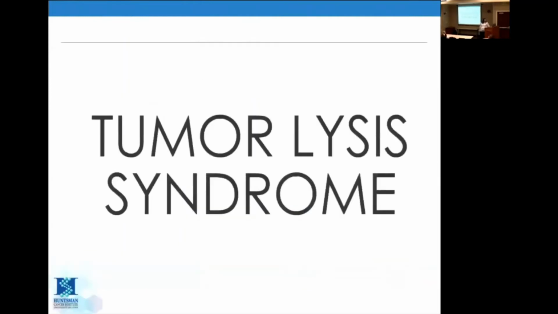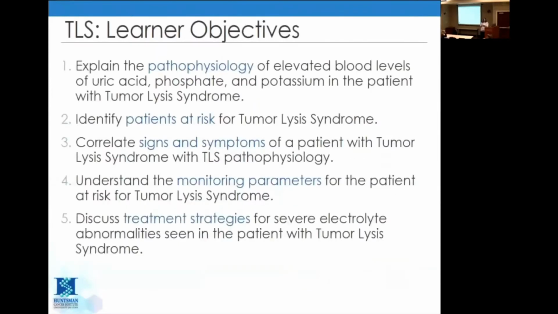What we're going to talk about today. Today I'm going to start out with tumor lysis syndrome. All of our objectives for every onco-emergency I'm going to talk about are the same. First we're going to talk about pathophysiology, the patients at risk, signs and symptoms, the monitoring parameters, and treatment. So basically we're going to go over what it is, how we identify it, and what we do to treat it. That's what I'm going to do for each oncological emergency.